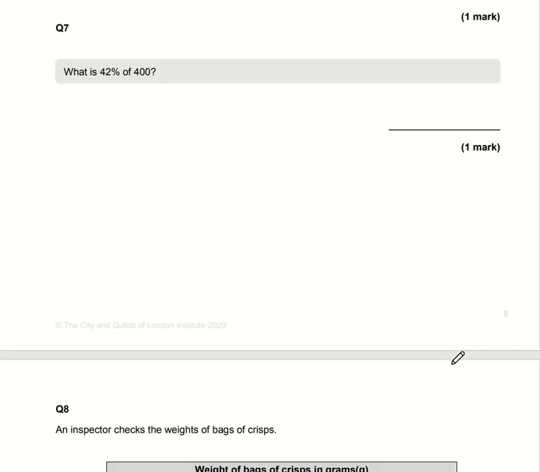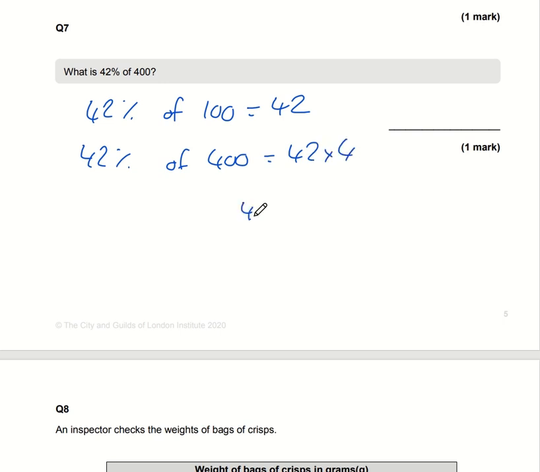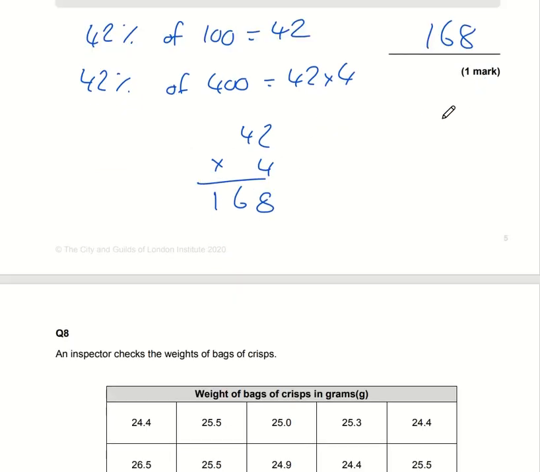Question number 7, what is 42% of 400? Well, 42% of 100 is 42. So 42% of 400 is going to be 42 multiplied by 4. And what is 42 times 4? 2 4s are 8, 4 4s are 16. So the answer is 168.